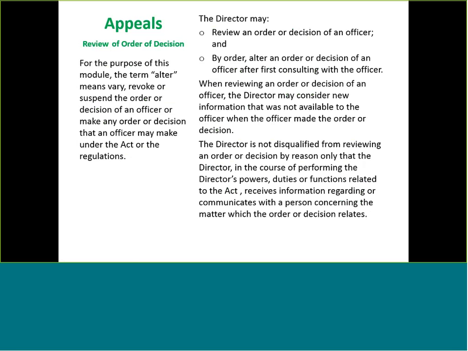We're now going to talk a little bit about appeal. If an officer writes an order, the organization has an opportunity to appeal it, and this is the process and the parameters around that. For appeals, to review the orders or decisions, for the purpose of this module, the term alter means vary, revoke, or suspend the order or decision of an officer, or make any order or decision that an officer may have made under the Act or regulations.